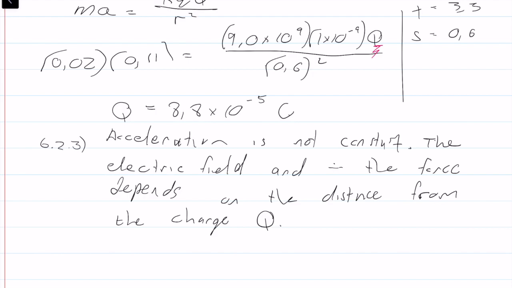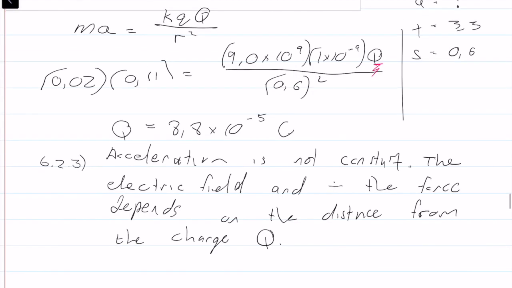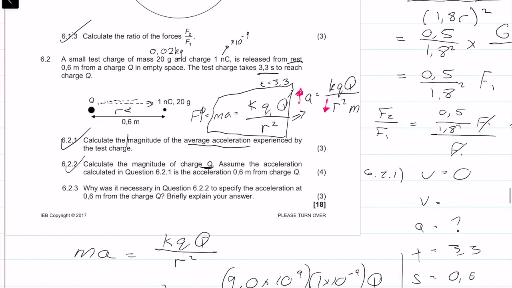So this just explains, and hence the force depends on the distance from the charge. This is just explaining what I explained here, that our acceleration is dependent on the distance. As the distance gets closer, as it's moving this way, r goes down, and so our acceleration goes up.